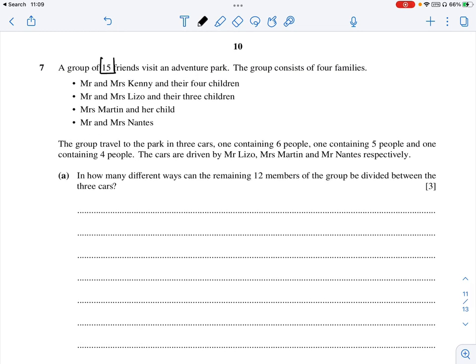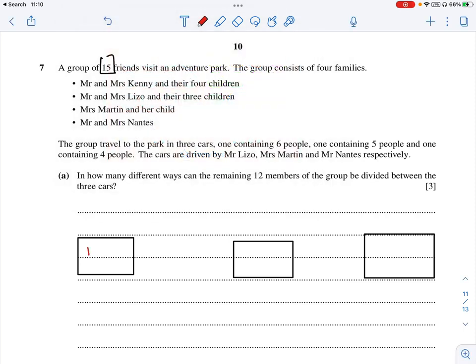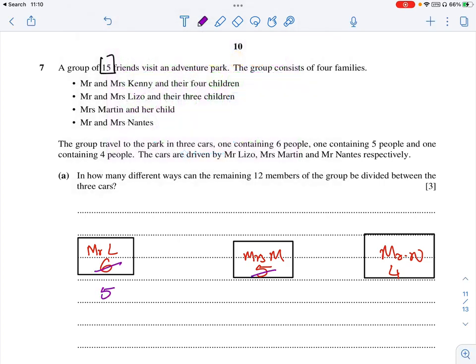So totally there are 15 people. So car number 1, car number 2, and car number 3. This one is driven by Mr. Lizzo, Mrs. Martin, Mr. Nante. Now, the cars contain 6 people, 5 people, and 4 people, so the capacity is 6, 5, and 4. Already one person is there, so it can take 5 more, 4 more, 3 more. So out of 15, 3 people are already placed, leaving 12.